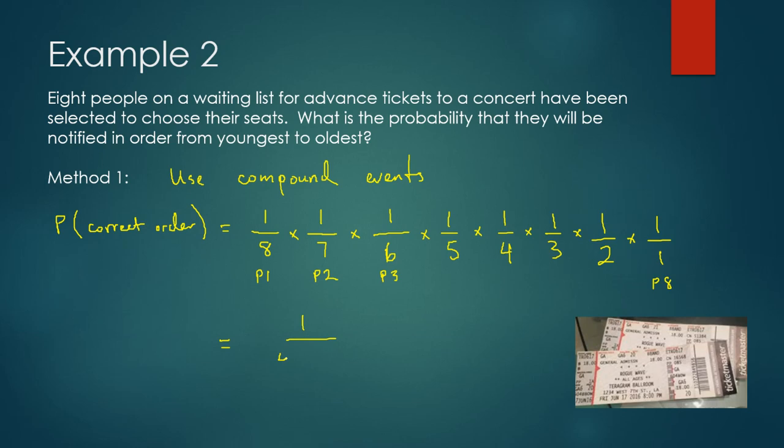But you get 40,320. So, if this were to happen about 40,000 times, only about once would you expect them to be notified in the correct order, youngest to oldest. So again, a problem that we could have handled in our previous unit. Let's look at it using organized counting.